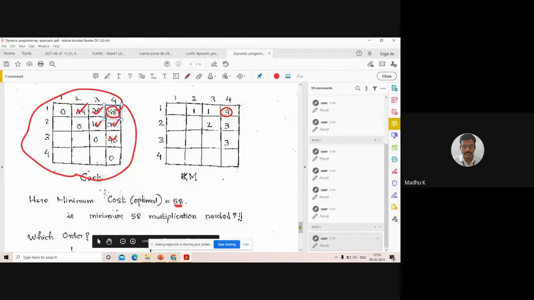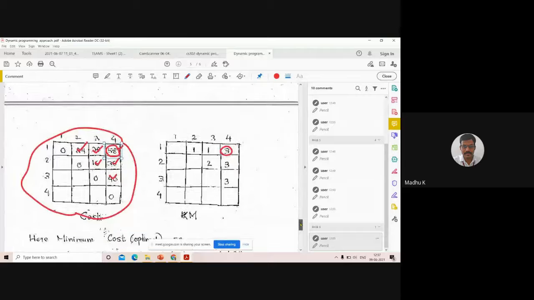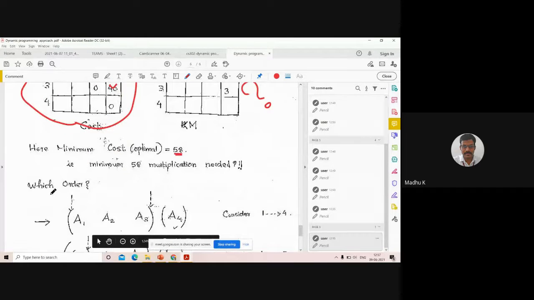So this is the dynamic programming approach for solving the chain matrix multiplication problem. Just by using this procedure we will get the minimum cost or optimal cost needed to multiply the matrices. So here I got a cost. Then what is the use of this matrix? The cost is 58, but in which order can I multiply? In order to find the order, we will use this matrix M.